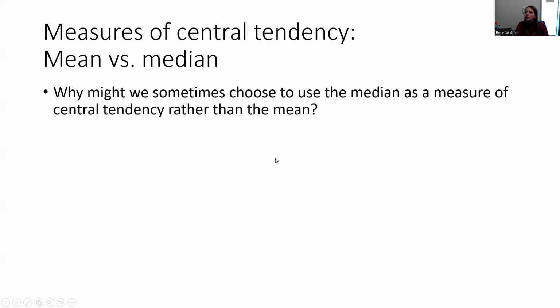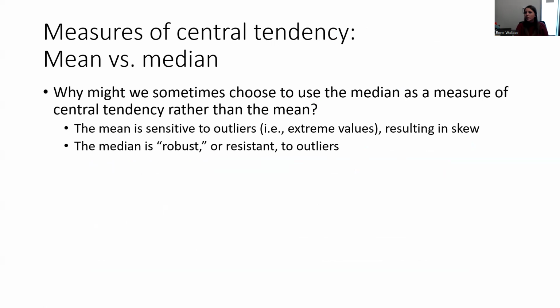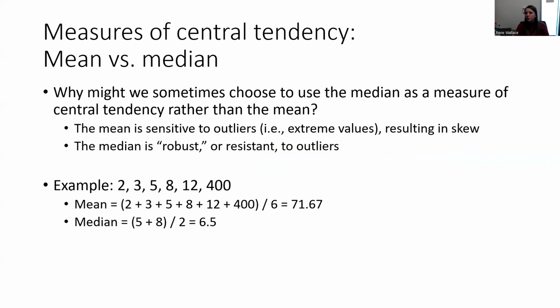So why might we choose to use the median as a measure of central tendency instead of the mean? The mean is really sensitive to outliers, so really extreme values, which might result in skewed data. The median is robust or more resistant to outliers or really extreme scores.